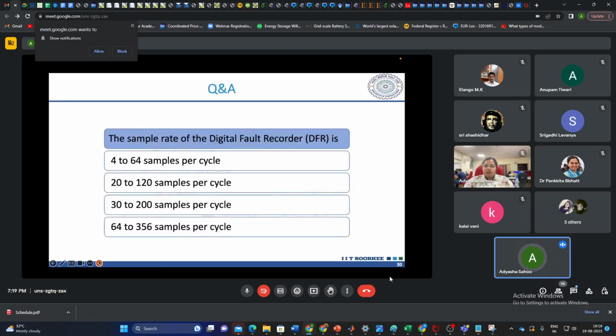So we'll move to the Q&A. The first question is the sample rate. Option D, ma'am. Okay, we got one D. Anyone else? If you are comfortable, you can type in the chat box also, if you are unable to unmute. Okay, I got two Ds. Okay. Anyone else?